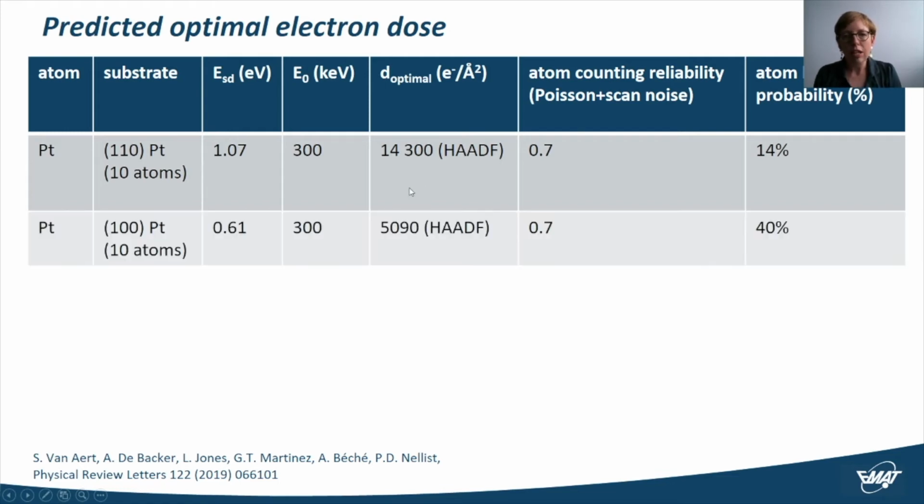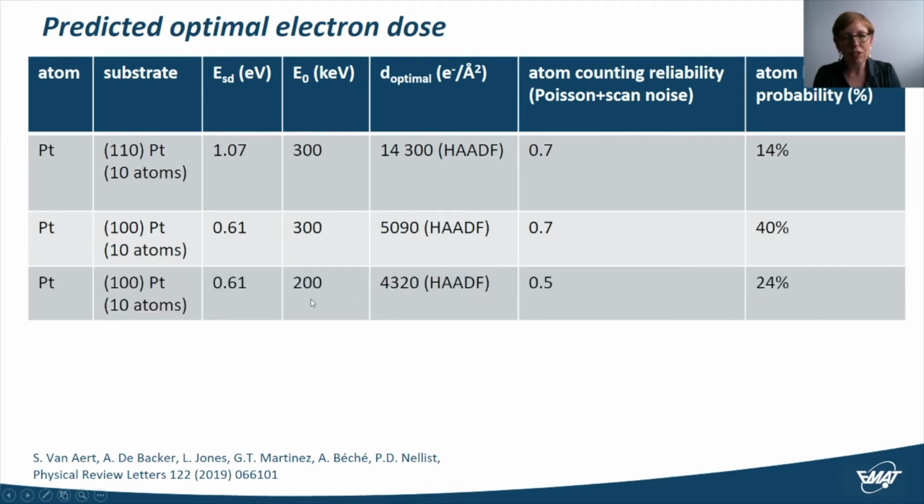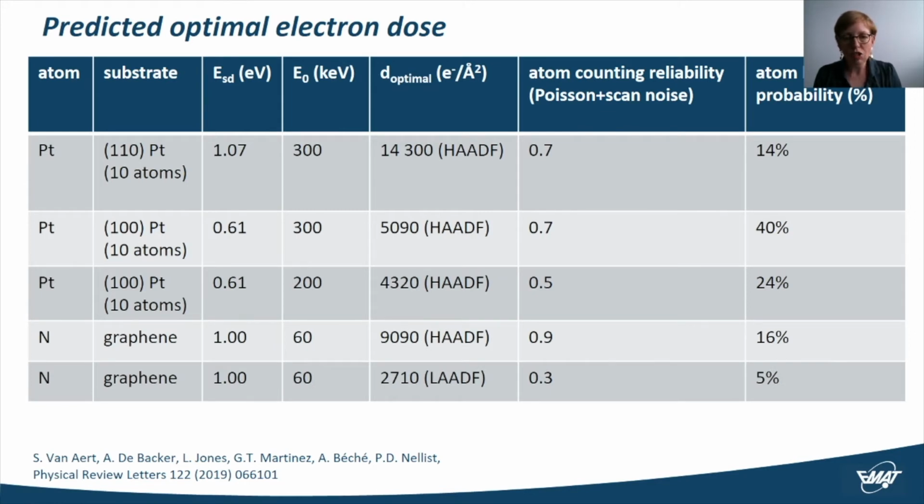Now, if we consider surface displacement of platinum atoms on a 100 substrate, then you can see that the surface diffusion energy decreases, resulting into lower values for the optimal electron dose, whereas at the same time, the probability for beam-induced surface diffusion increases. Both the atom counting precision and the risk for damage can be reduced when reducing the incident electron energy. And moreover, for thin samples such as graphene, a reduction of the inner detector angle may significantly help to detect the presence of, for example, nitrogen on graphene and to avoid surface diffusion.